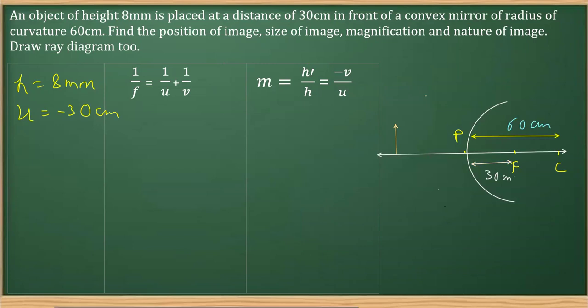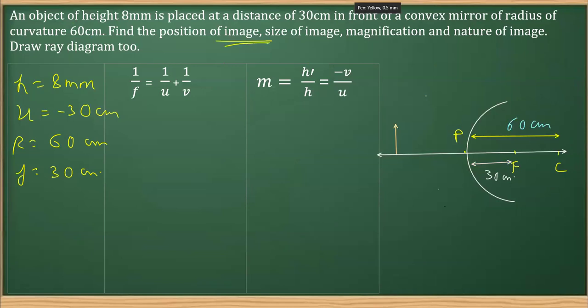So we'll be writing this information here. That is, we know the radius of curvature as positive 60 centimeter, that is from here. And the focal length, that is F, again taken as positive, which is 30 centimeter here.